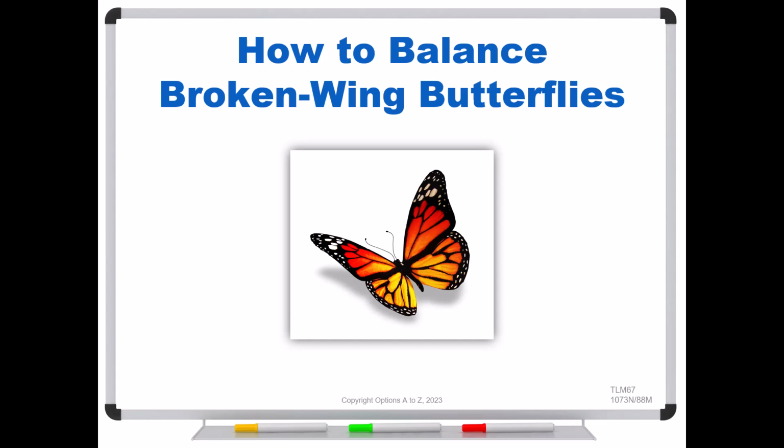I got a question from one of the traders in our group asking how to balance broken wing butterflies. We've talked about broken wing butterflies in the past, but we'll do a quick review of them. But what if you've got these unequal ratios, but you don't want them to have this broken wing effect? That's what we're talking about here.